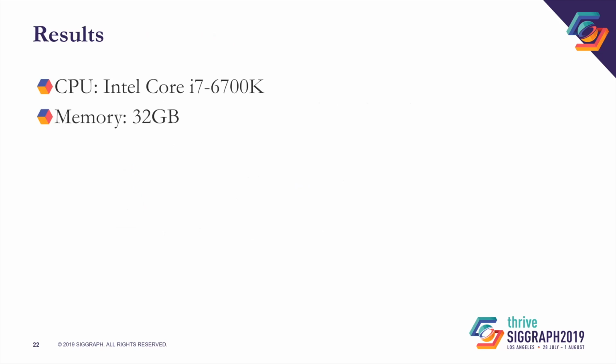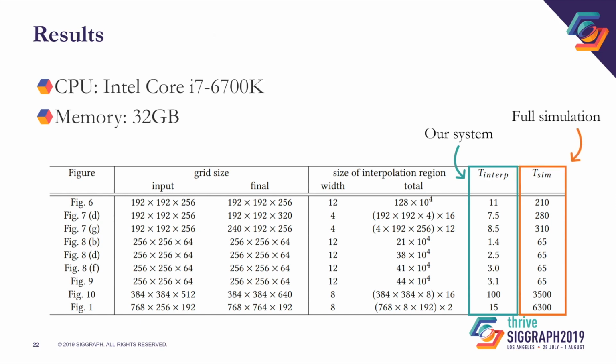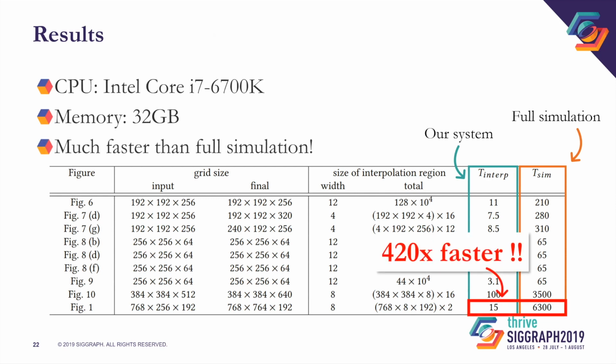Okay, now let me show you some examples using this method. Firstly, this one shows the computation time. If you look at this column, it indicates the computation time for the optimization process in our method. And this column shows the computation time for the full simulation. If you compare these two, our method is much faster than the full simulation. Particularly in this example, the computation time is 420 times faster than the full simulation.